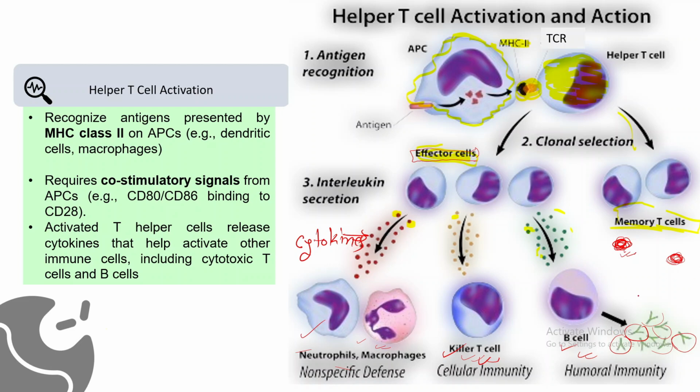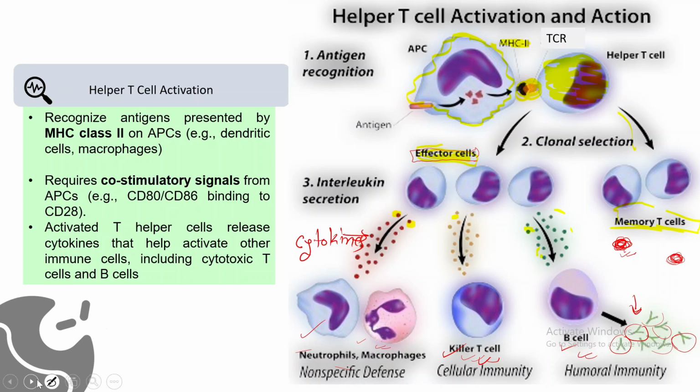And what does antigen basically do? Antigen basically blocks the surface protein of the bacteria or virus, so then the bacteria or virus cannot bind with the receptor of the normal cell. Okay, so this is basically the activation of helper T cell and its action.